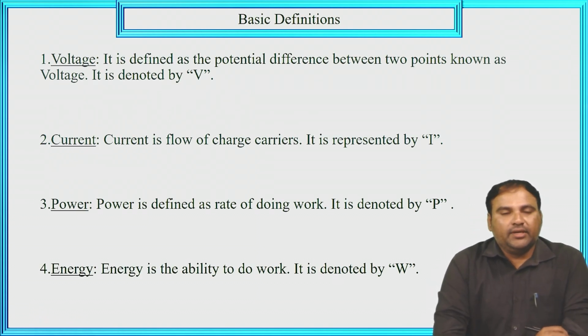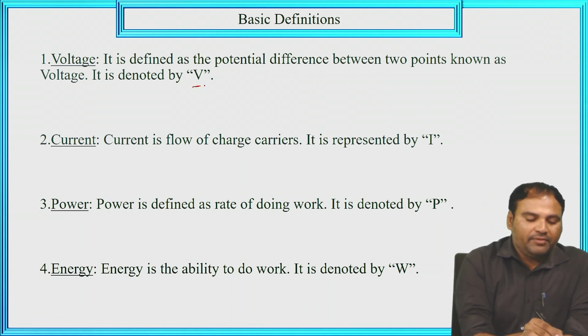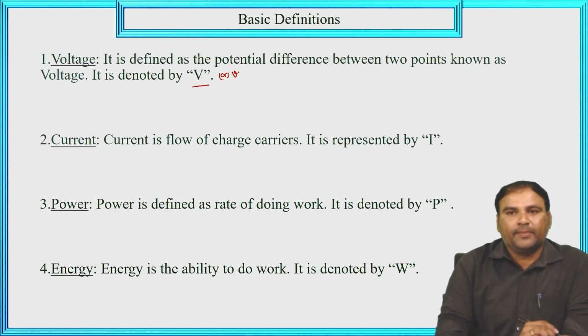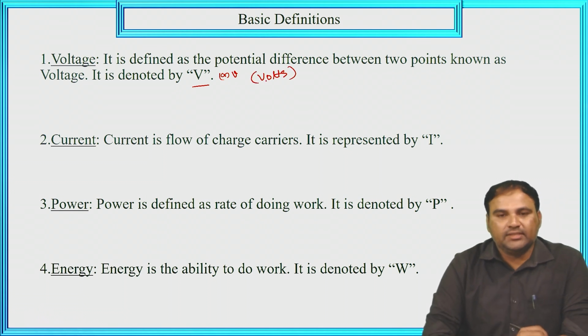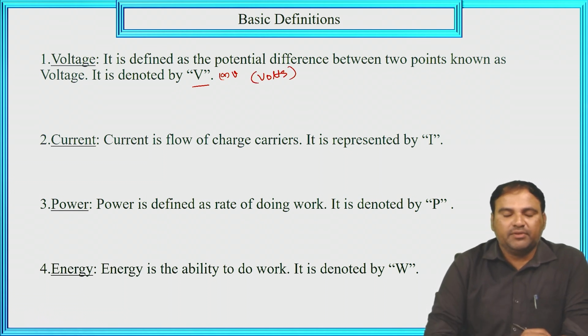Voltage is the potential difference between any two points. We can call it a voltage. It is represented by capital V or small v, and the unit of the voltage is volts. So voltage is the potential difference between any two points.